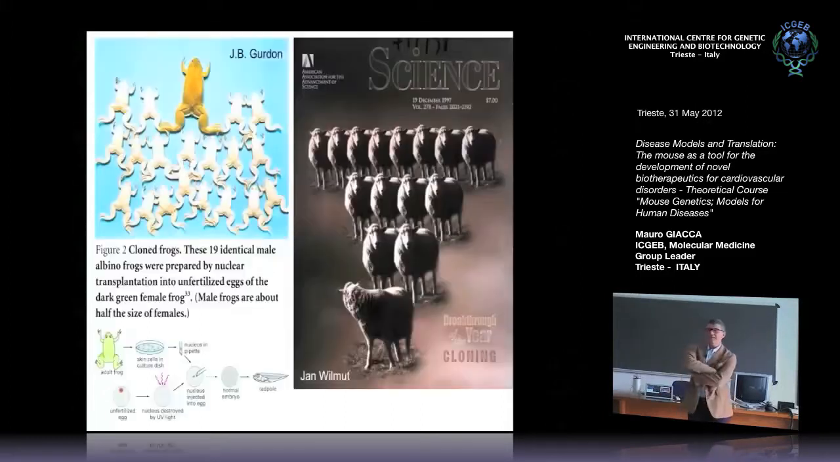And an answer to this came from an experiment that was performed at the end of the 90s by Ian Wilmut, a veterinarian in Scotland, in Edinburgh, who first showed that you can obtain individuals completely identical one another, simply starting from the genetic information of an adult individual. And this was the famous experiment that generated Dolly the sheep.